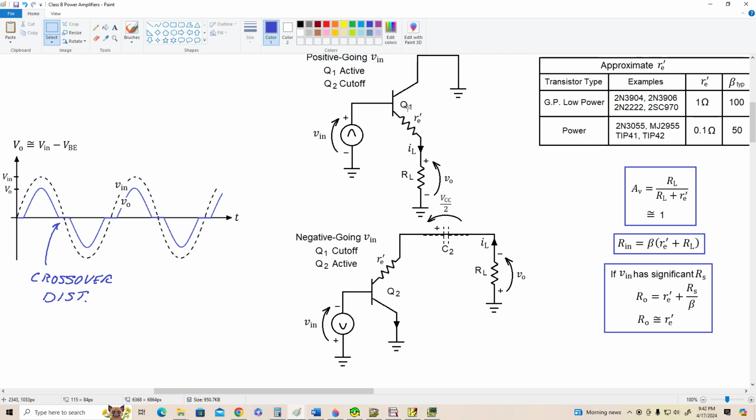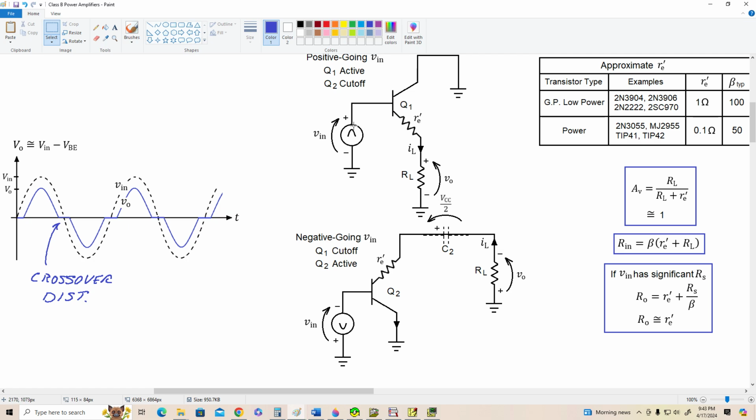Now for a low power transistor like a 2N3904 or a 3906, typically R prime E is around 1 ohm, and that's what we're going to use as our approximation. If we're using a power transistor like a 2N3055 or a TIP41 or something similar, R prime E is about 0.1 ohms typically. Now also, we've been using a typical beta of 100 for these small transistors. Typical power transistors have a lower beta, so we're going to estimate power transistor beta as being 50. Okay?